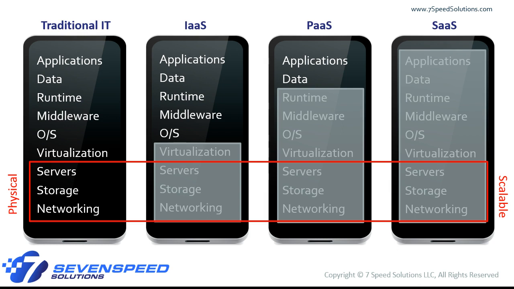and software. Now you'll notice the bottom three are highlighted in red. Networking, servers, and storage. That's because scalability happens at the bottom three layers. When you hear someone say, we're going to scale out, scale up, we'll hear about that later. Scalability takes place at these bottom three layers. Keep that in mind.